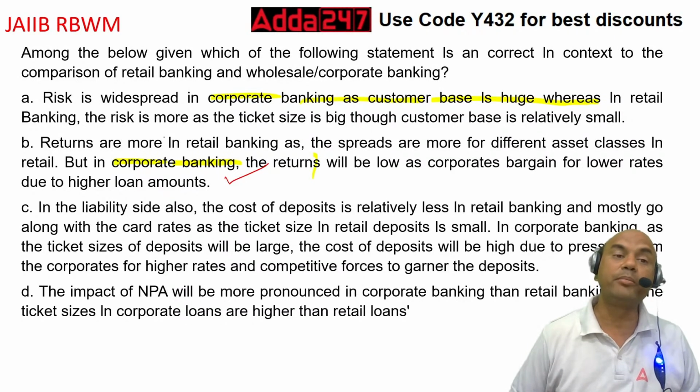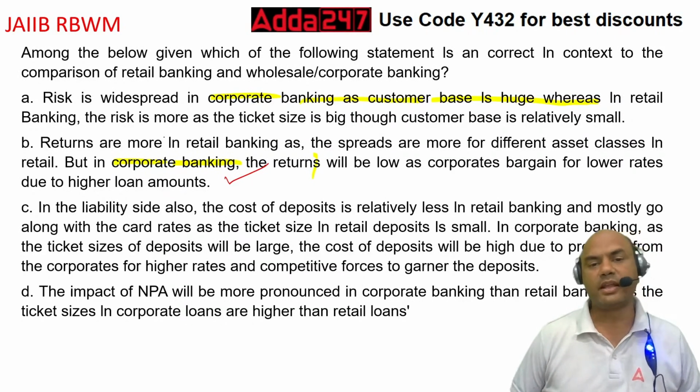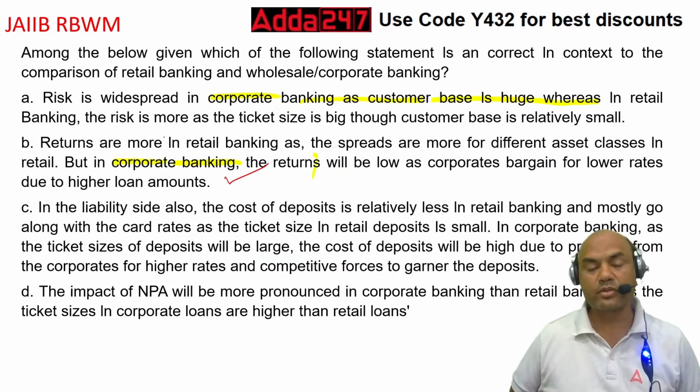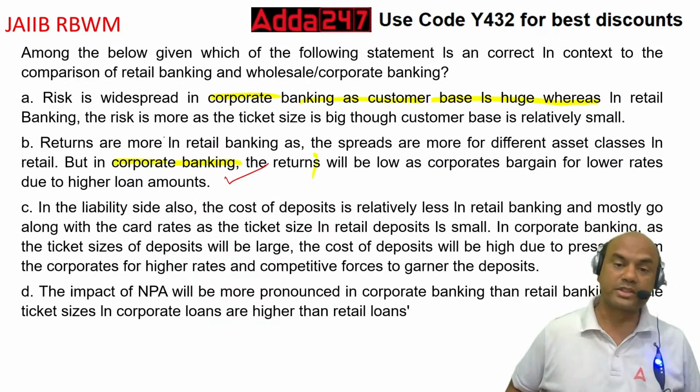High means high in comparison. You'll say, sir, 10 years ago bank FD rates were around 9%, now they are around 7%, so how can they be high? In comparison to the present market situation, they are high. So C is not true.